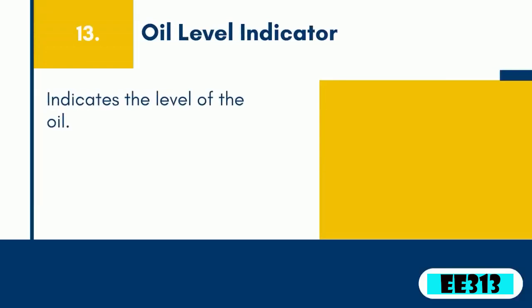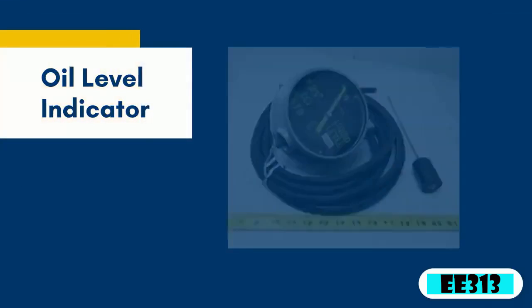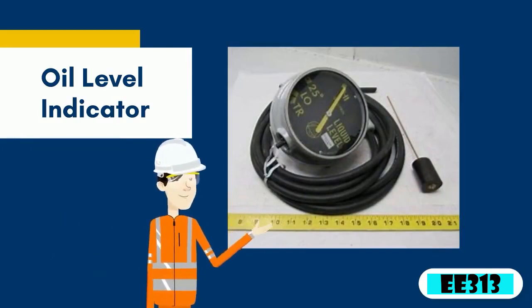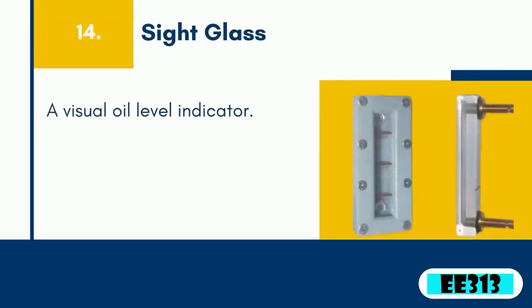Next is the oil level indicator, which indicates the level of oil. Since the core and the windings must always be immersed in oil, it is important to always indicate the oil level in the transformer. Next is the sight glass, or just a visual oil level indicator made up of borosilicate glass.